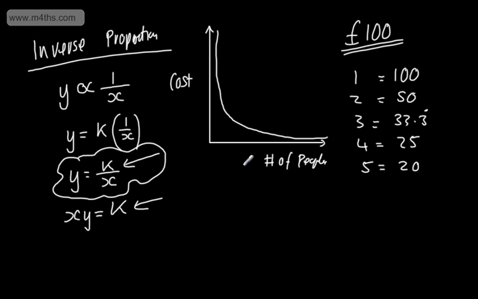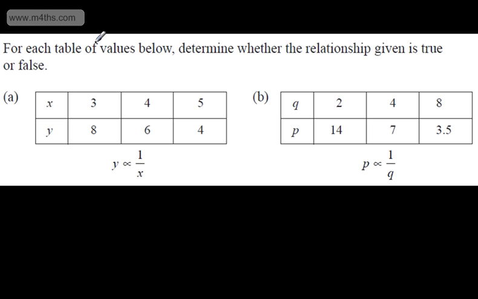So let's go ahead and look at some questions. Again, all we do is find the constant of proportionality and then solve from there. Okay, for each table of values below, determine whether the relationship given is true or false. So this is saying now that y is inversely proportional to x. Sometimes the questions might say y varies inversely as x. Don't be worried about it. It's just a different way of putting it. So if this is true, then y is equal to k, where k is a constant of proportionality, divided by x. So let's try this one right here.